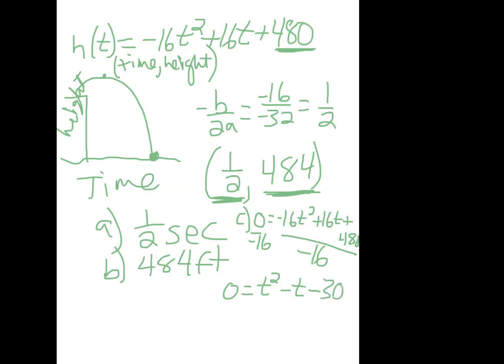Okay, I can factor this, right? If I can't factor, I can complete the square or use the quadratic formula, but this one factors, so that's nice. So it'd be a t minus 6 and a t plus 5. Solve each one. My two values for t are 6 and -5.